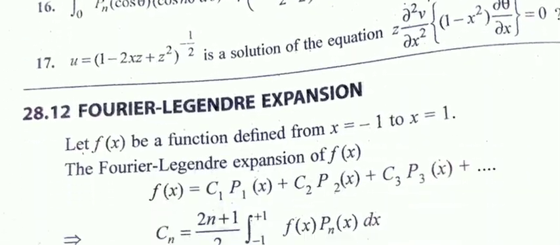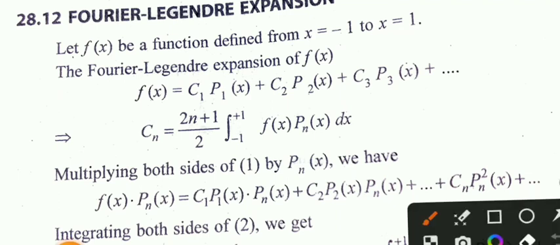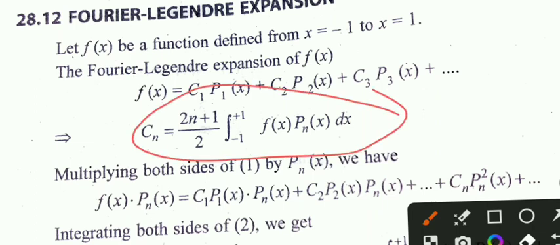Next one is the Fourier-Legendre expansion. Fourier-Legendre expansion is nothing but finding the value of the constants. When we find the solution of a differential equation, we are familiar with the constants C1, C2, C3. For finding those constants, we use this formula: Cn is equal to 2n plus 1 by 2 integration from minus 1 to plus 1 of f of x pn of x dx.